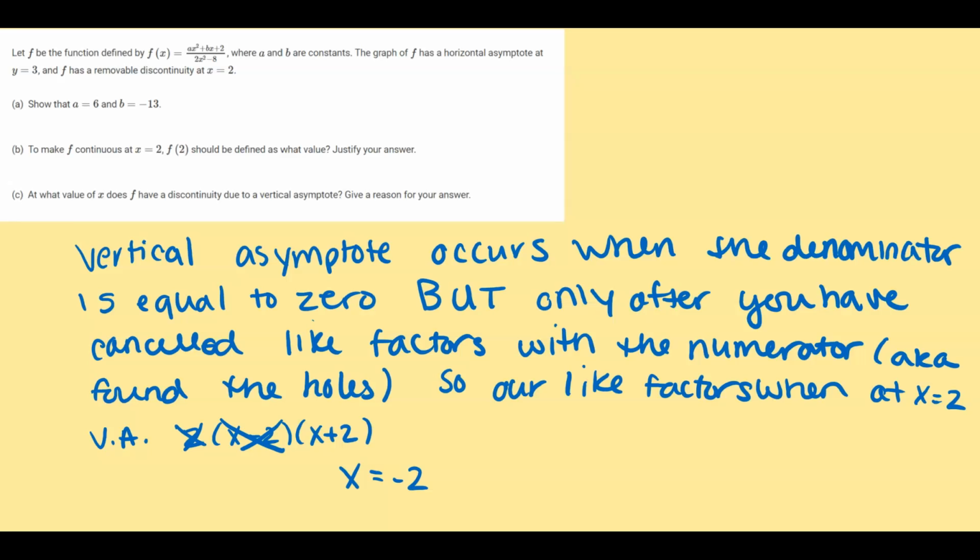Again, this was only worth 1 point. This is really just testing, do you know when vertical asymptotes occur and why do we care? Well, we care because as we move further into calc, if something has a vertical asymptote, then it's discontinuous. If it's discontinuous, then it is not differentiable.